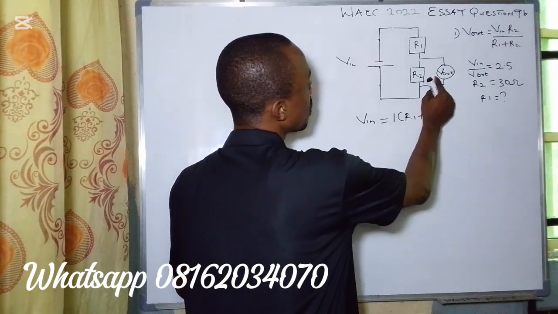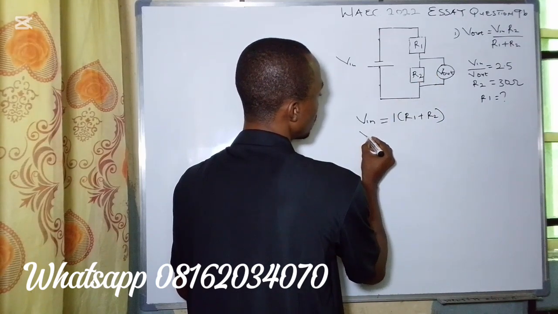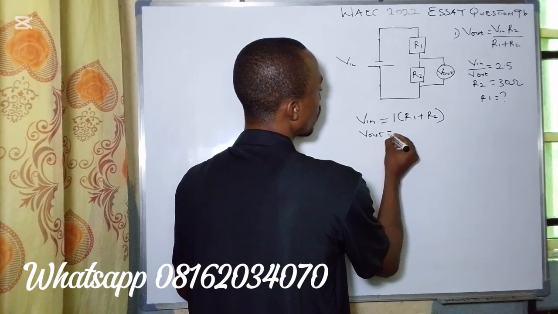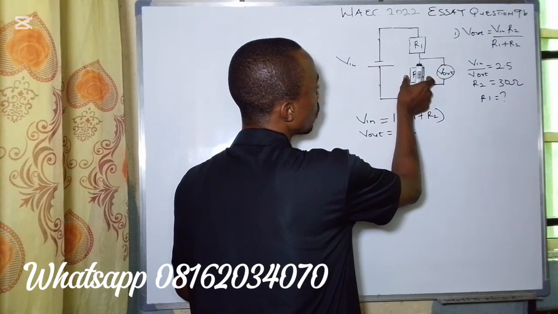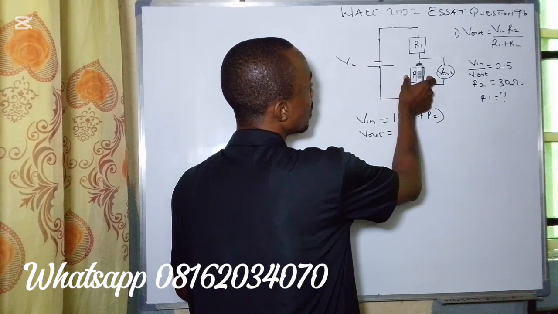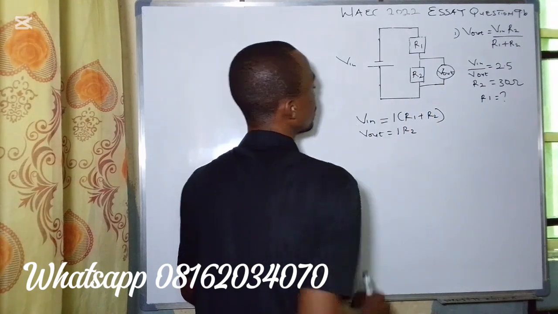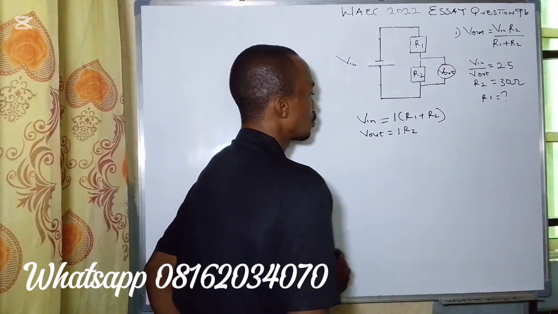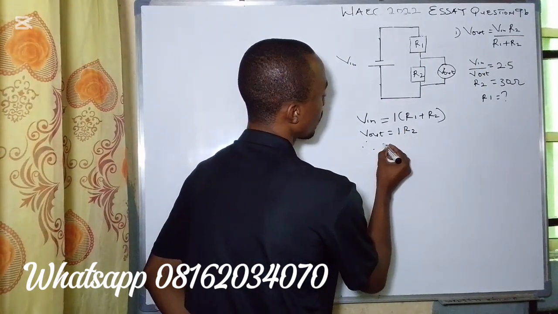Now look at the potential difference across only this R2 resistor. That's the V out. V out will be equal to I R2, because this one is only across this one. But V in is across both R1 and R2. So if we know this, we can just derive that. So therefore, what do we have?